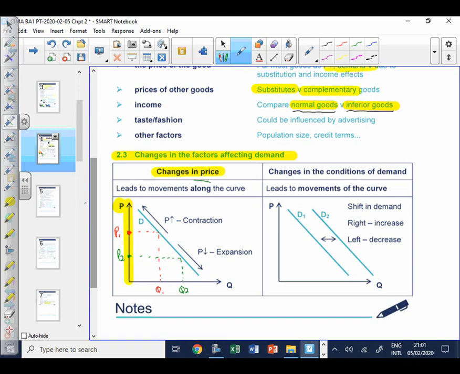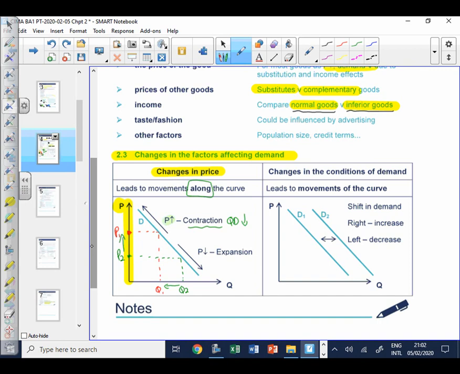You call that movements along the curve. When price goes up, we call that a contraction. Why? Because when prices are going up, your quantity demanded goes down. Quantity demanded will decrease. Does that make sense? Remember, this is demand, not price. This is a demand curve, not a price curve. It doesn't necessarily have to be straight either, but we just draw it straight to keep it simple. So when your price goes up, your quantity goes down.